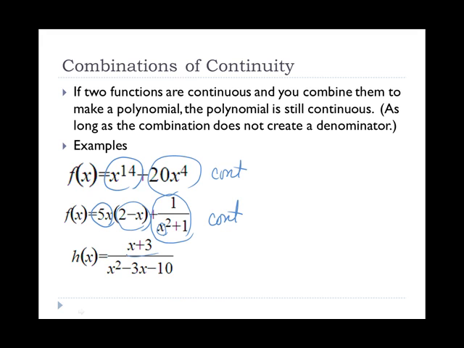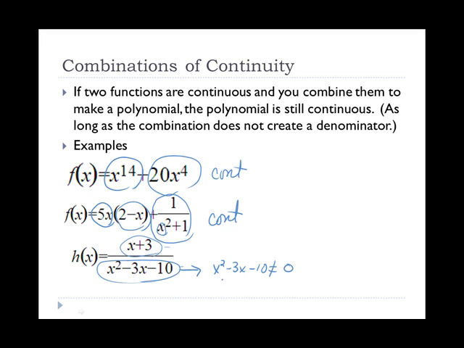On the h function, x plus 3 is continuous because it's a line. x squared minus 3x minus 10, if you graph just that piece, it is a parabola, and a parabola is continuous. However, we have put that parabola in the denominator. So if that were up top, then we'd be fine. So both of these are continuous, but because we created a denominator, we have to look at that. And so we have to say that x squared minus 3x minus 10 cannot be 0. So it's a continuous function except for the fact that we put it in the bottom.